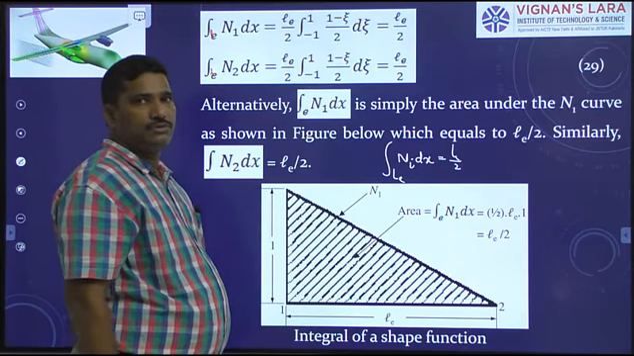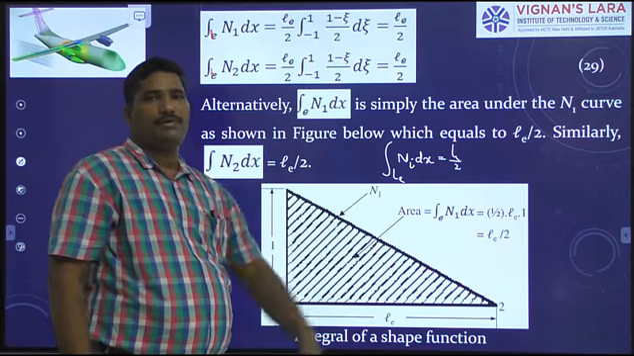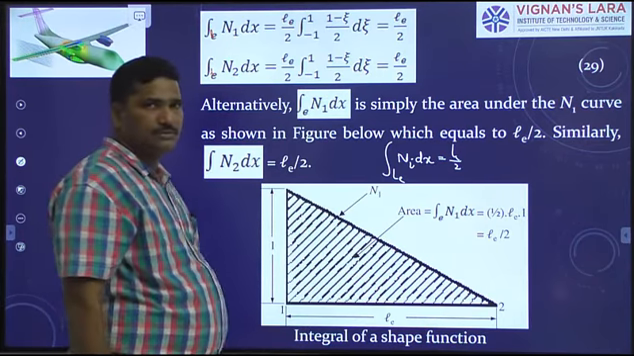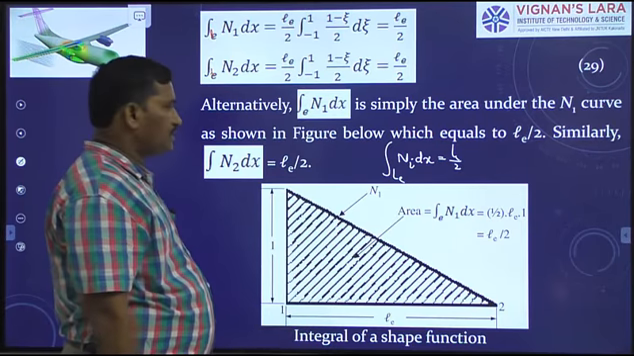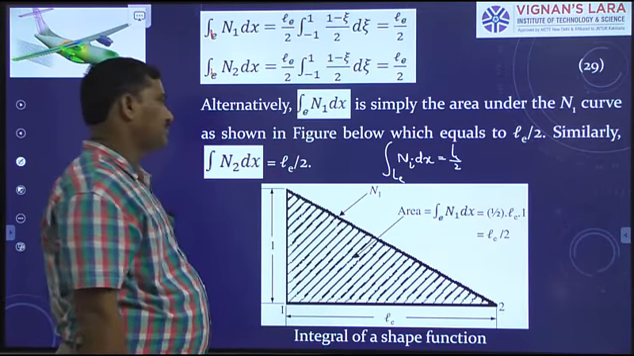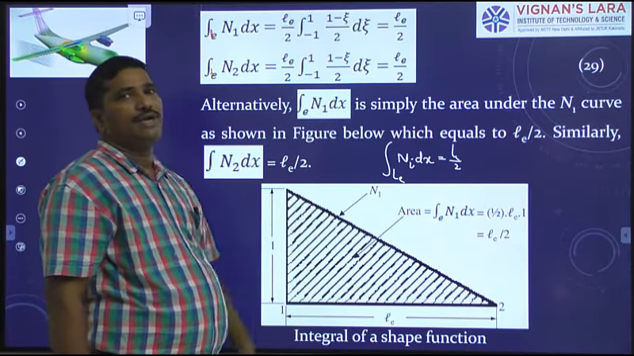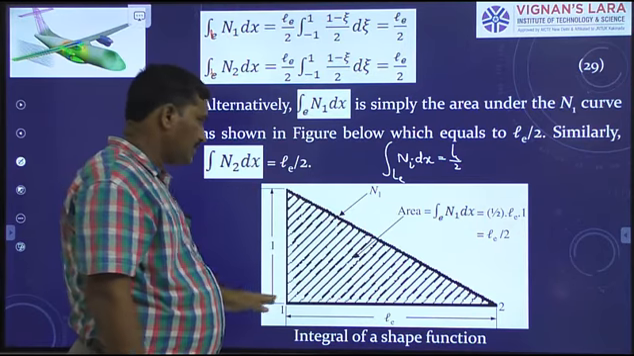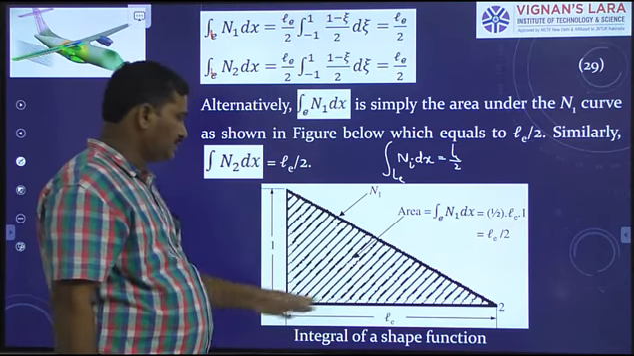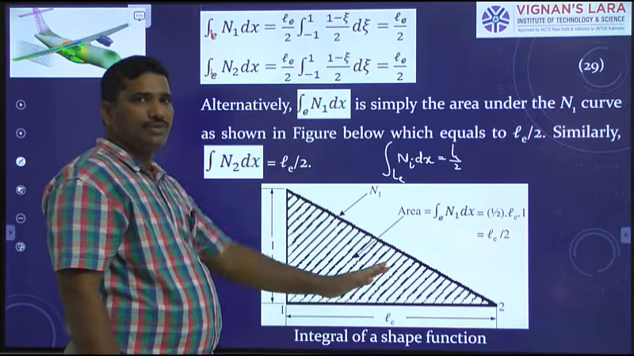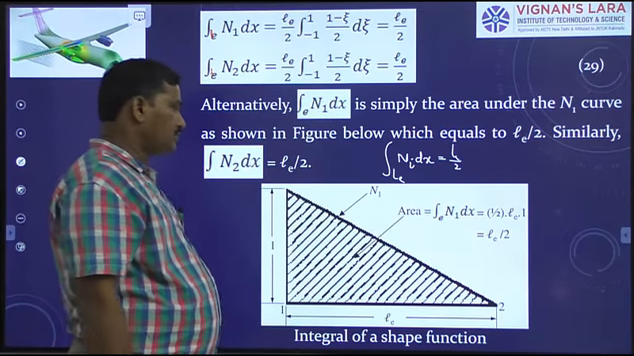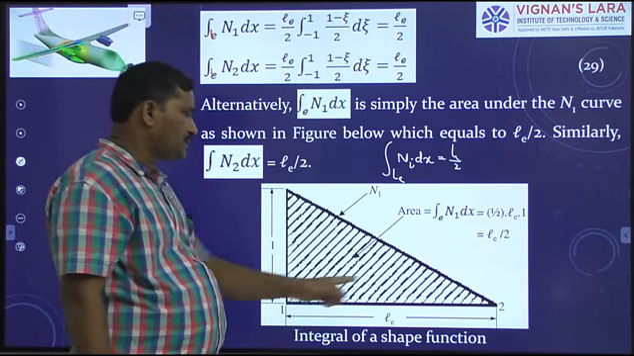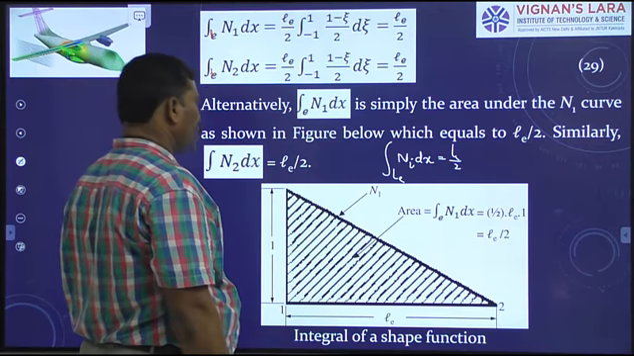So now if you draw a plot showing the variation of the shape function with respect to length and determine its area, you get LE by 2. Therefore integral of Ni dx represents the area of the right angle triangle. This is the right angle triangle, when you see the variation of the shape function with respect to length of the element.